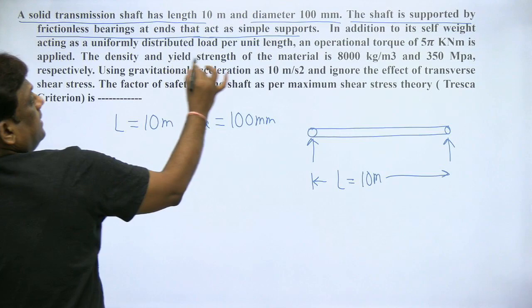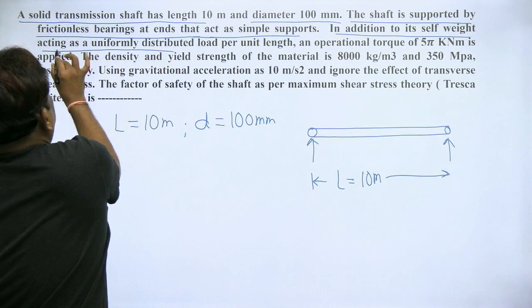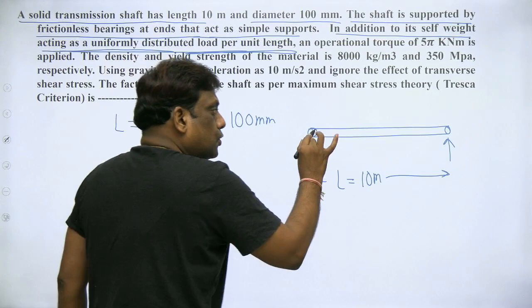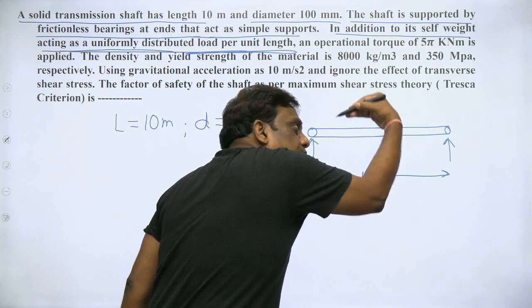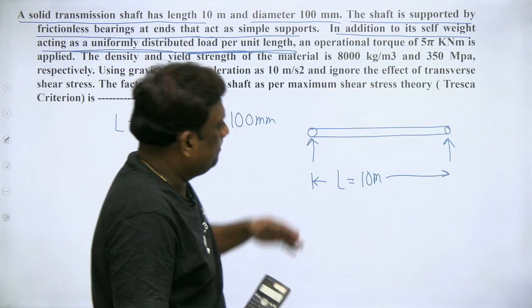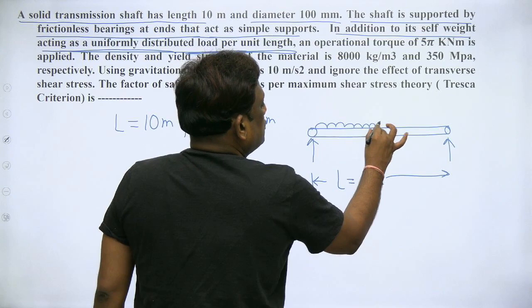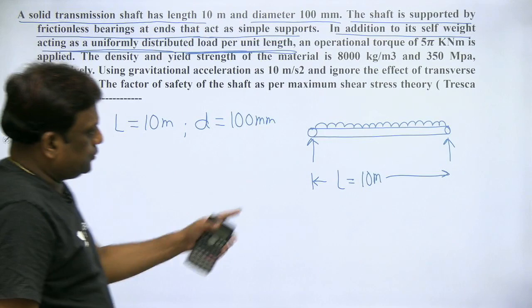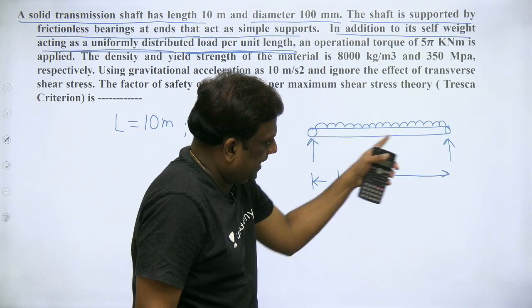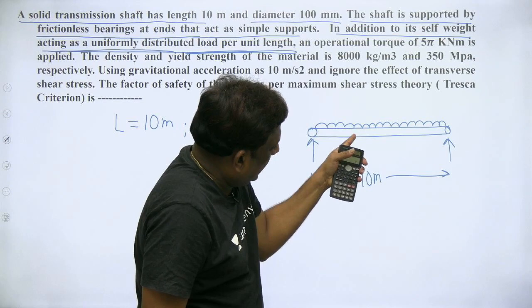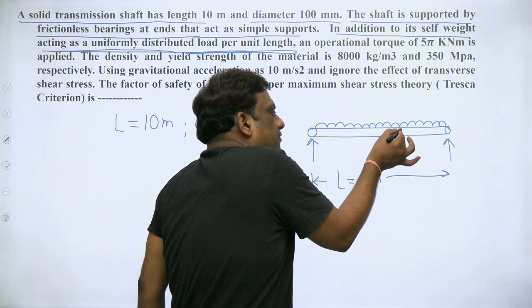Look carefully. In addition to its self weight, acting as a uniformly distributed load per unit length. So he's asking us to include the weight of the shaft, because of its weight, it will bend. He clearly said to assume that weight as uniformly distributed throughout its length. So this is the shaft, it has its own weight spread over the length, and we treat that weight as uniformly distributed throughout the length.